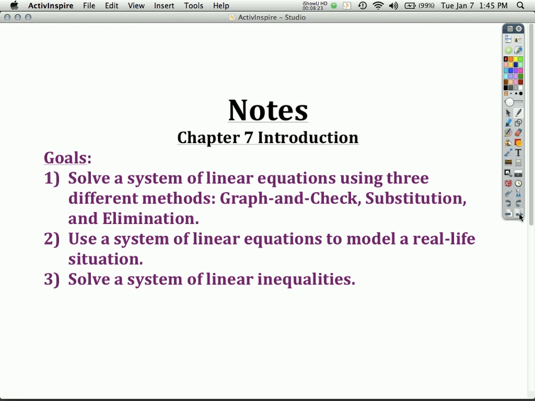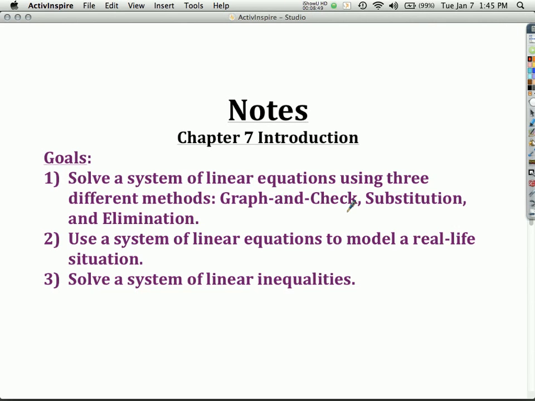Chapter 7. This is the quintessential example of us taking concepts that we learned already and applying them in new situations. Because now you're going to start learning what is called a system of equations. I'm going to explain what that means in a few minutes. But you're going to learn how to solve a system using 3 different methods. The first method is called graph and check, and that's what you're going to learn today. So you're going to be graphing.